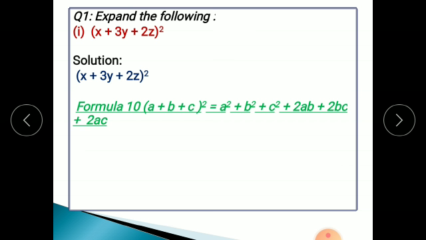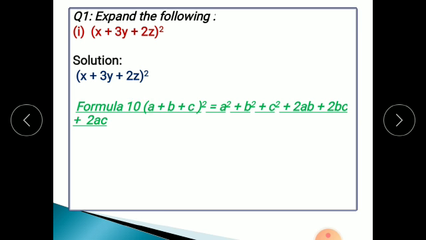number 10. Formula number 10 states that the square of the addition of 3 terms, a plus b plus c whole square, would be equal to a square plus b square plus c square plus 2ab plus 2bc and then plus 2ac. This is formula number 10. We apply this formula when we have the square of the addition of 3 terms.